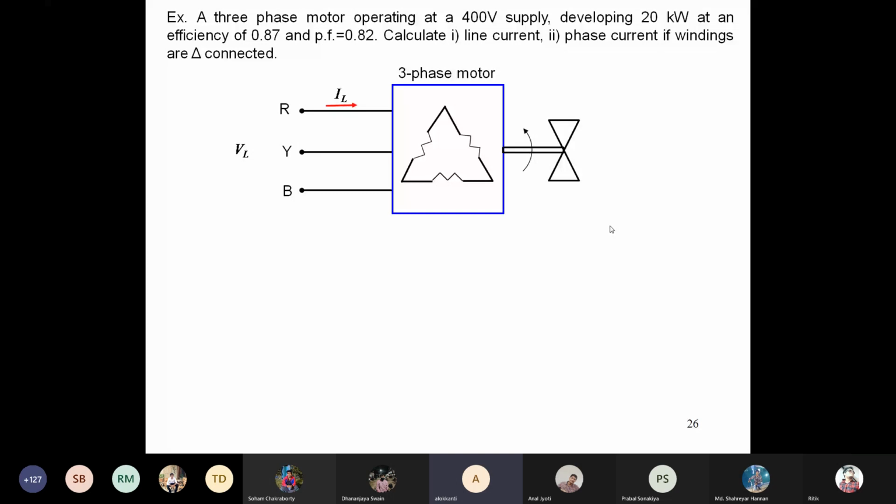No, sir. So there is a question of efficiency. This is a motor. You are giving electrical power, you are getting mechanical power. So there is a question of efficiency. I am giving you the output power. Using the efficiency, you can find out the input power. Voltage is given, power factor is given, you can find out the line current. Delta connected, you can find out the phase current. Okay, simple sum. What is the answer?